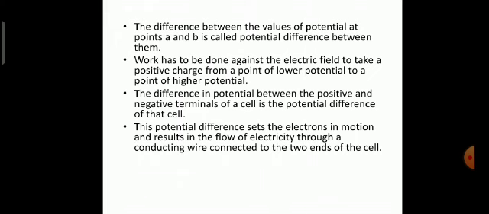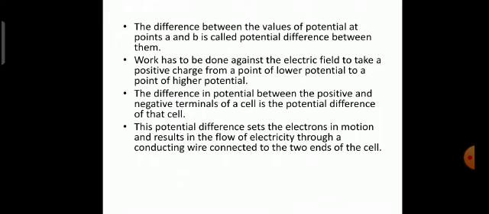And the difference between the values of potential at points A and B is called the potential difference between them. And work has to be done against the electric field to take a positive charge from a point of lower potential to a point of higher potential.